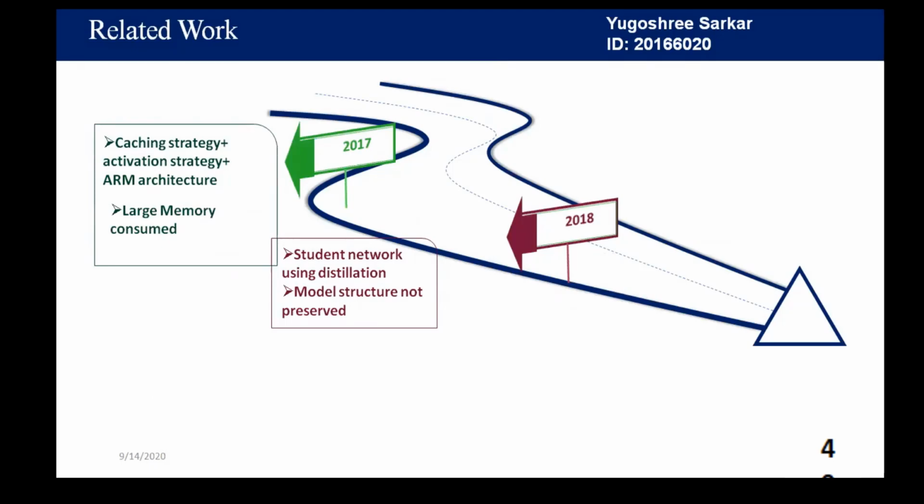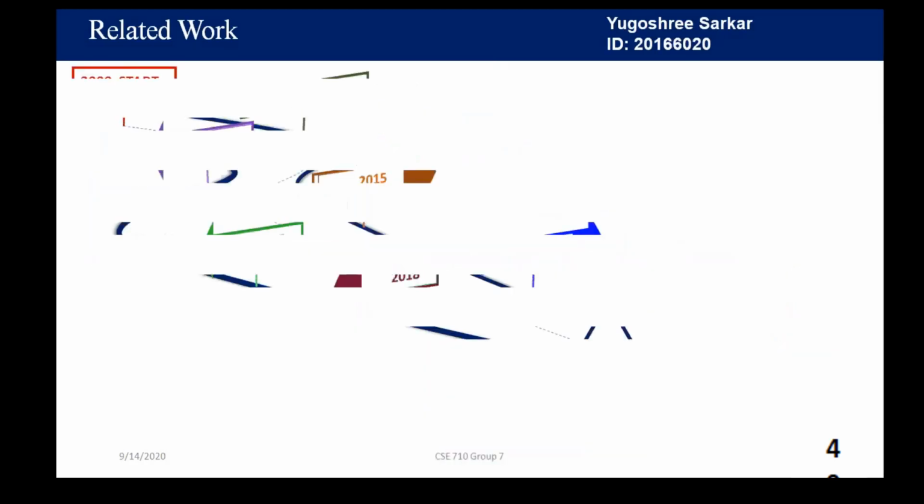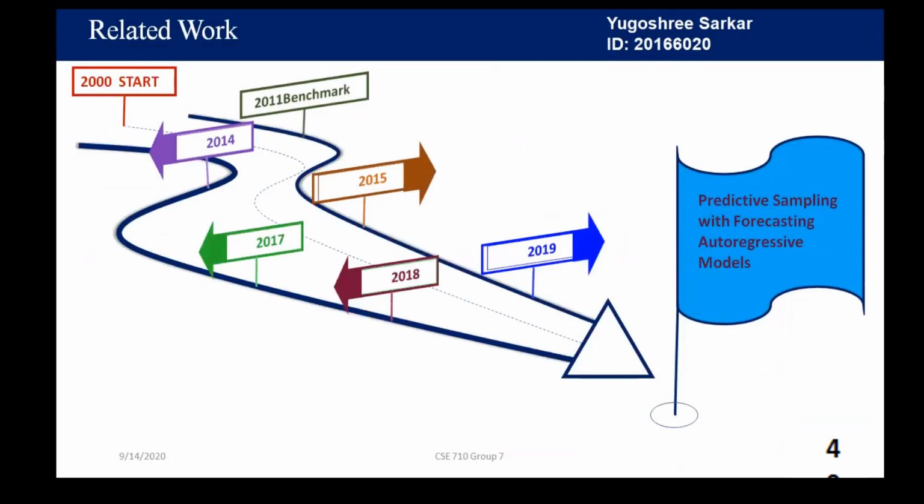In 2018, a language model was proposed which predicted the output using greedy decoding method to save runtime, whereas our presented paper used sampling from the model distribution. My next groupmate will give you the overview of this proposed method.